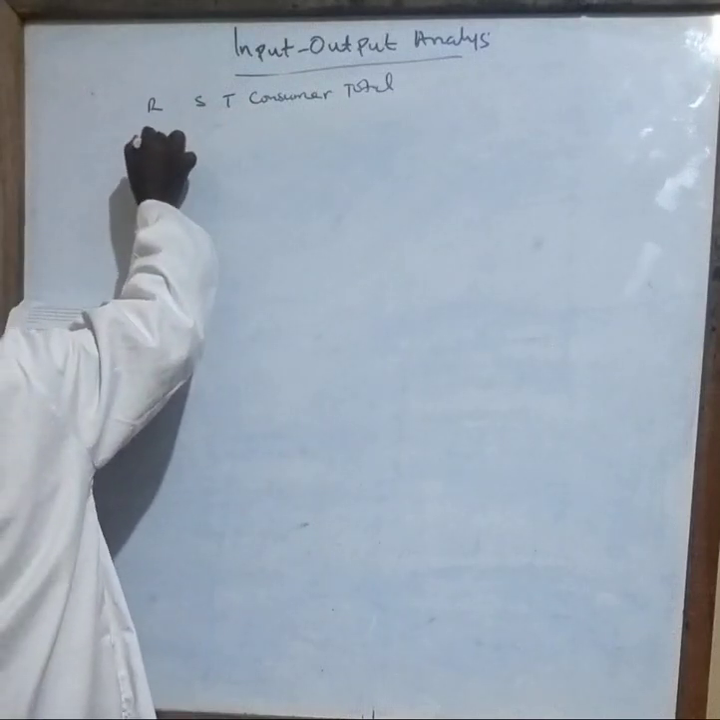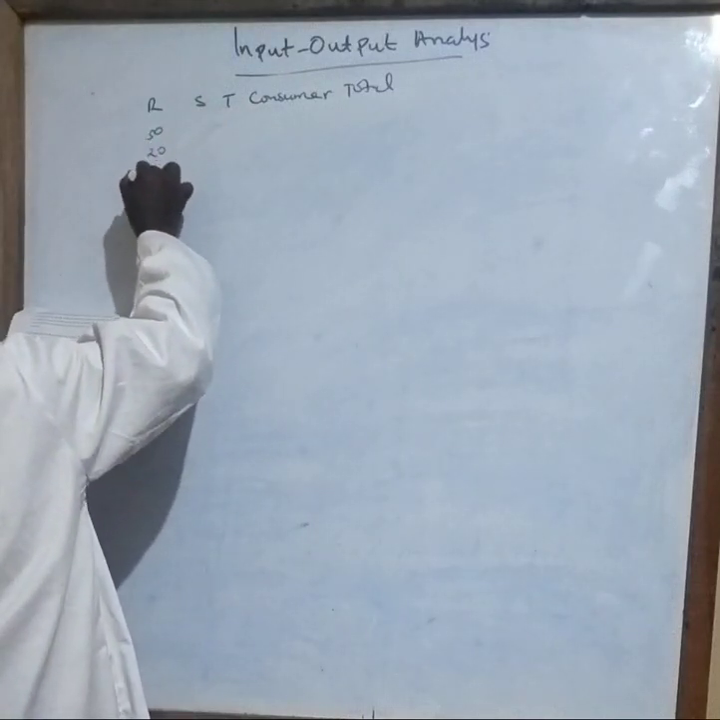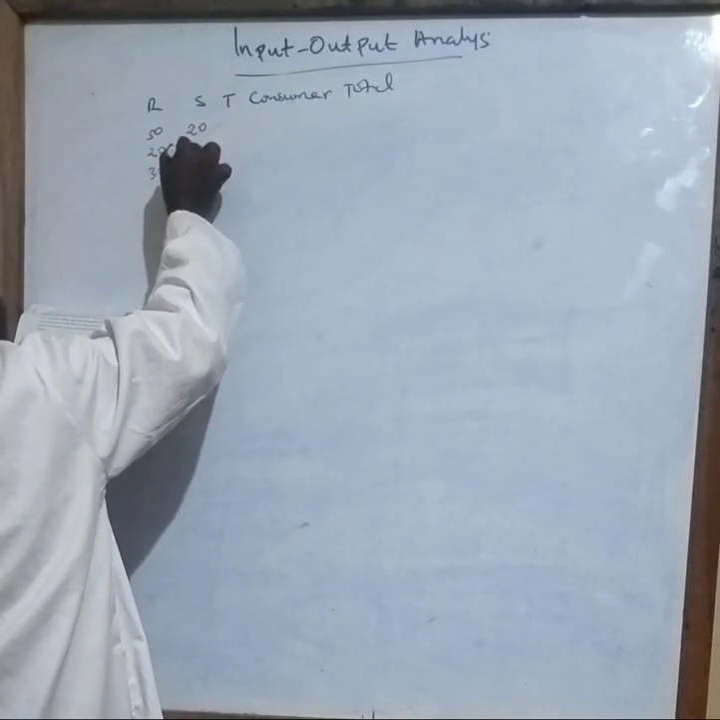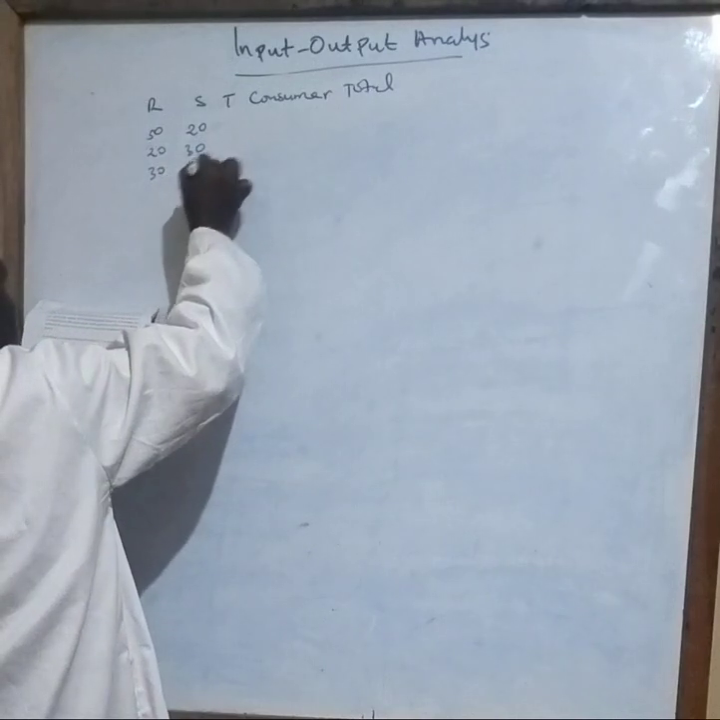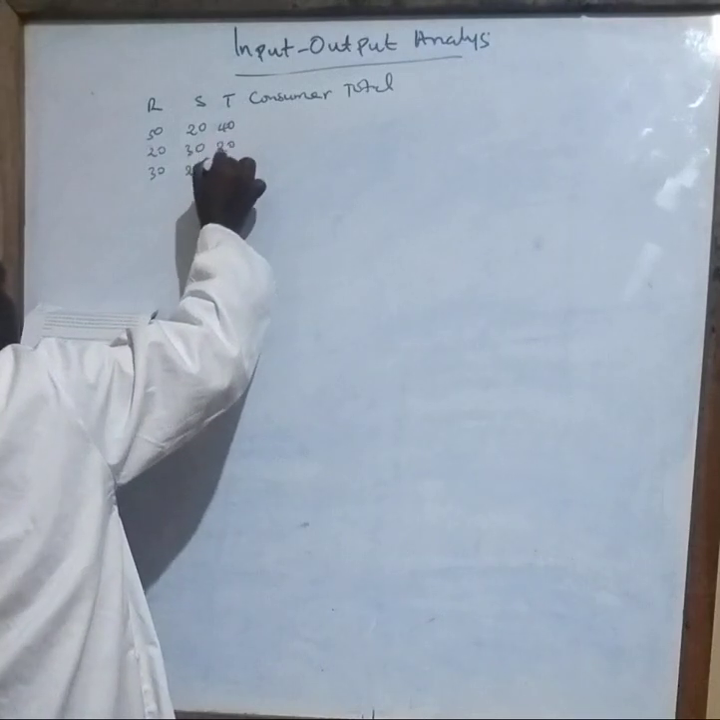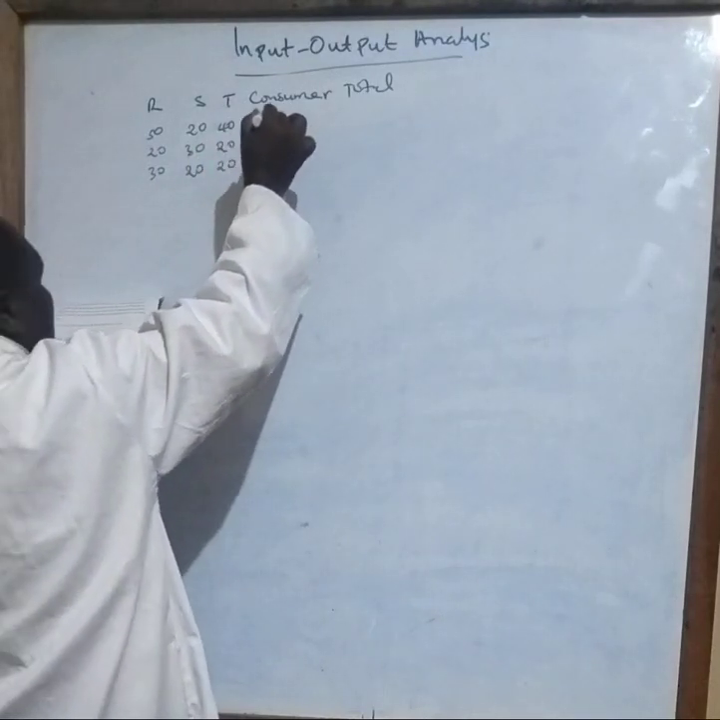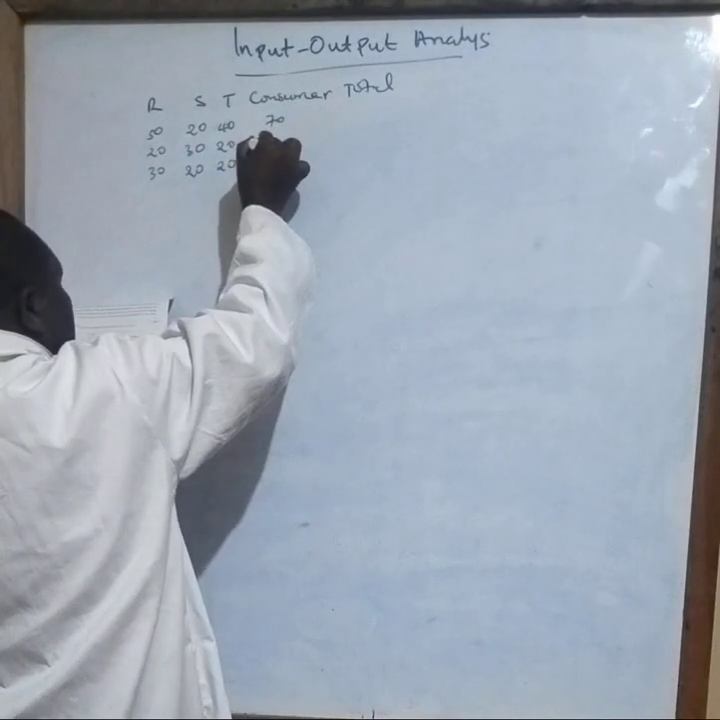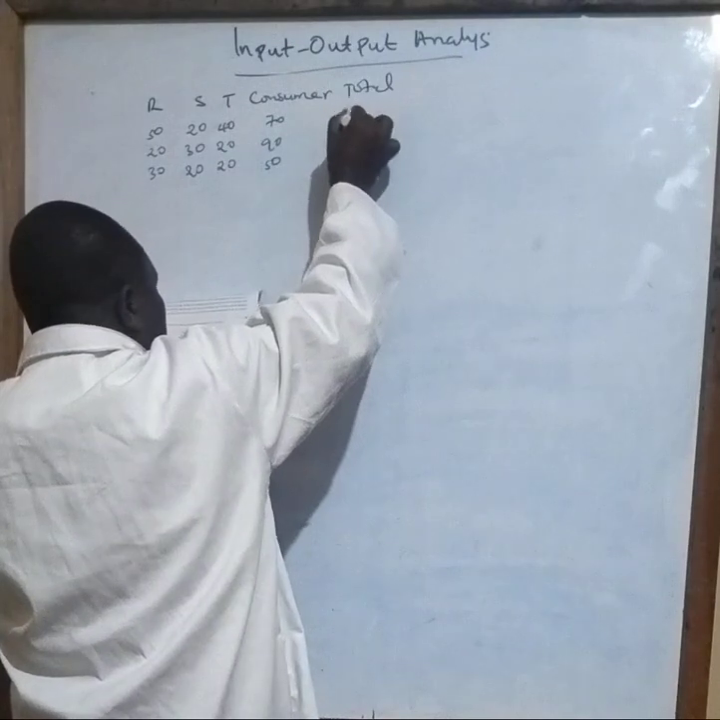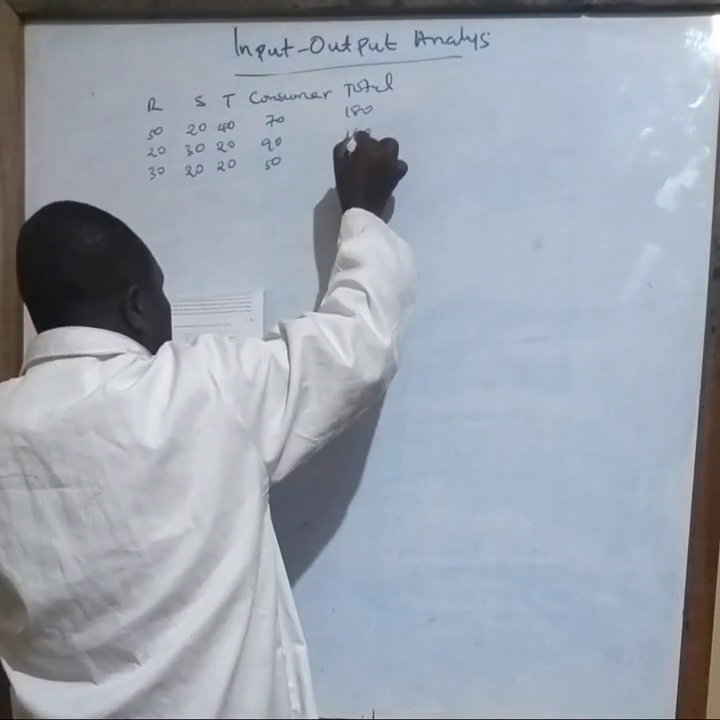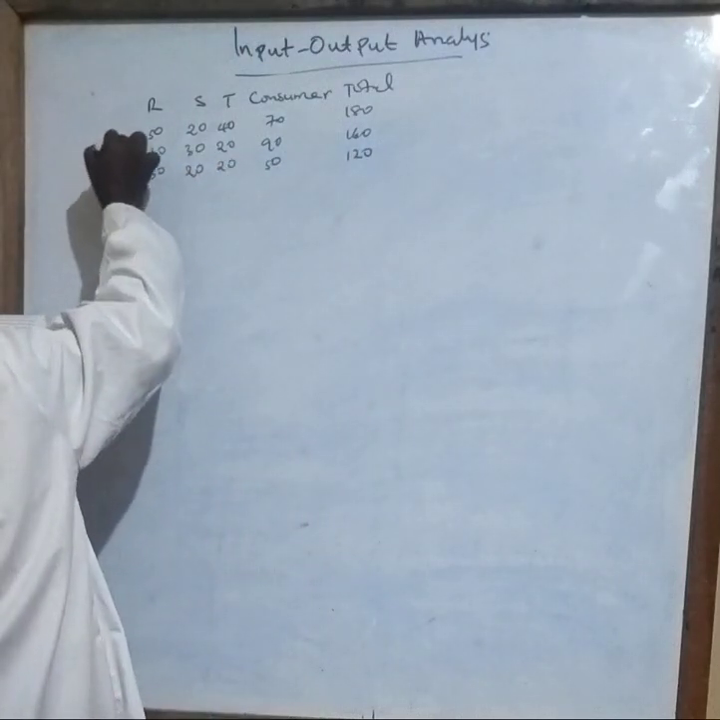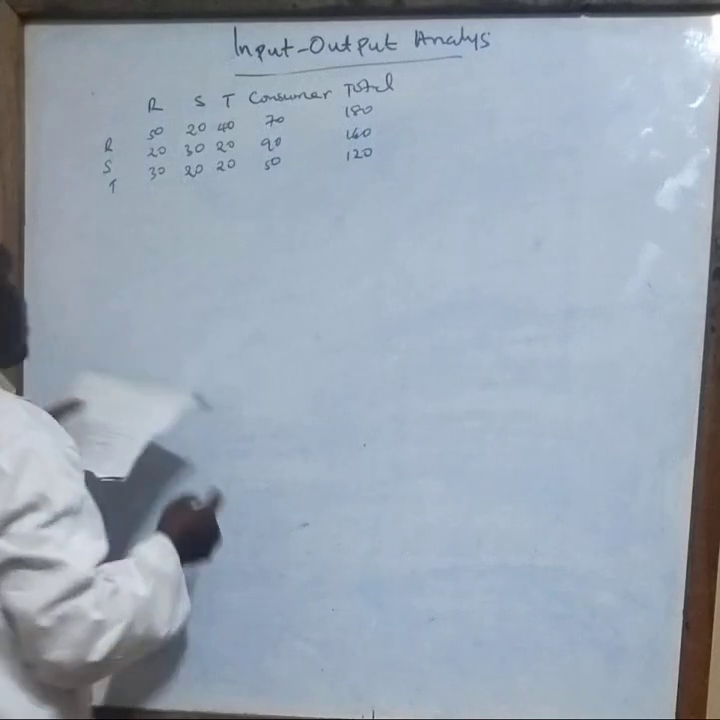So we have 50, 20, 30. Then we have 20, 30, and 20. Then T, we have 40, 20, and 20. Final consumer, 70, 90, and 50. Then total 180, 160 and 120. Then we have here from R, S and T.